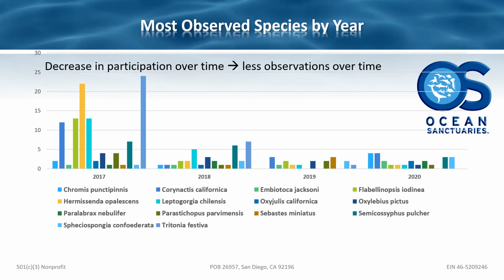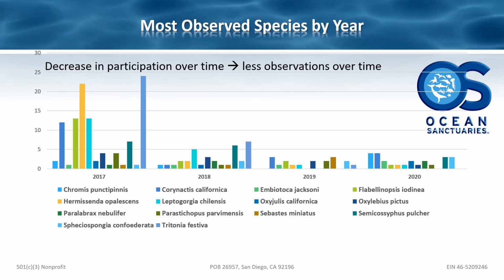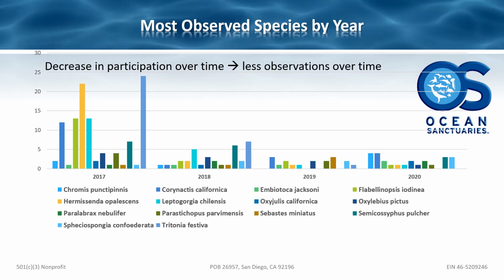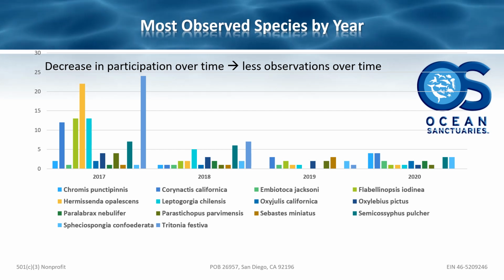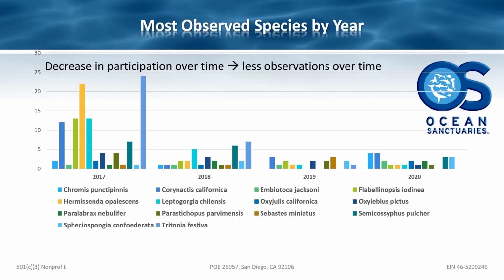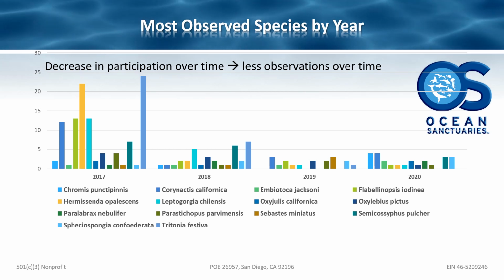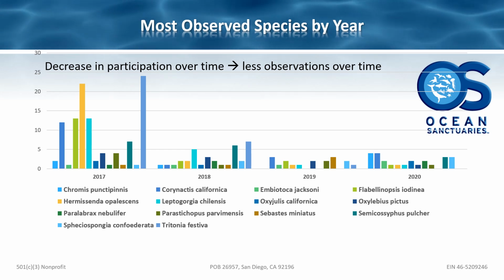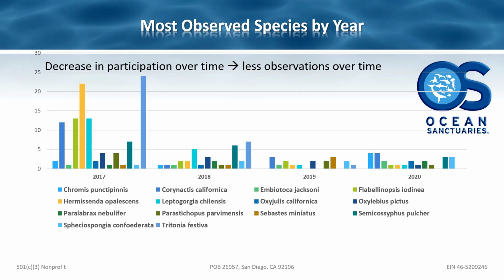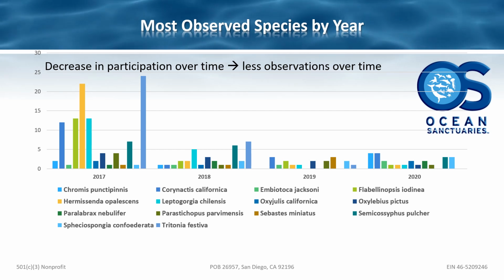Over the duration of the study, a decrease in participation has led to a decrease in the number of observations. This decrease and variation in sample effort is something we are working to address in order to better our data collection efforts in ways that can be used to draw accurate scientific conclusions.